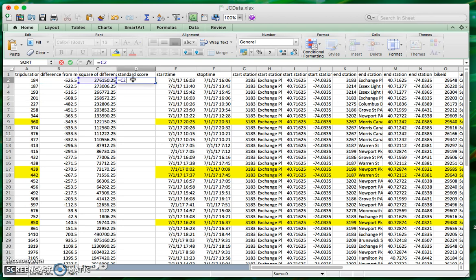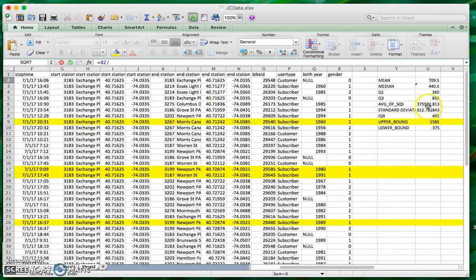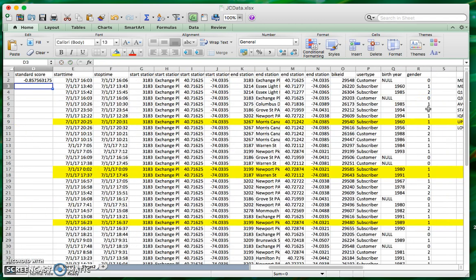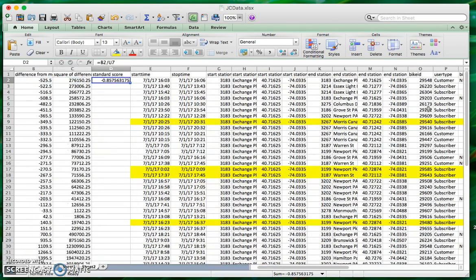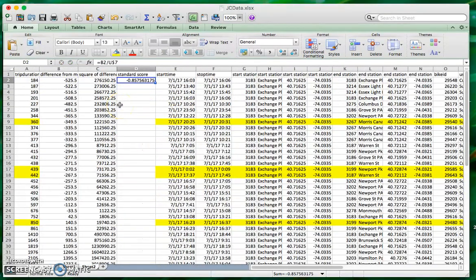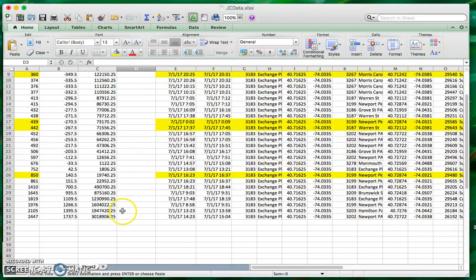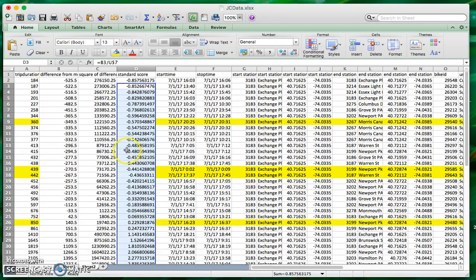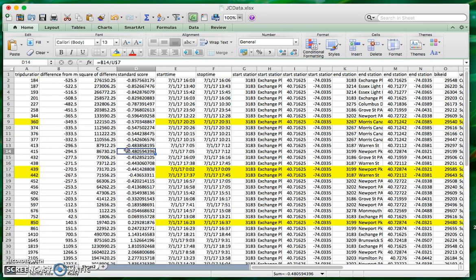We just have to say, this is the difference from the mean divided by the value of our standard deviation. And in this case, I have a formula. I am going to fix that one reference where I'm referencing the standard deviation, so it doesn't start to move down on the right-hand side there. And so I can just copy and paste this down. And now I have the standard scores for all of the values in my data set.